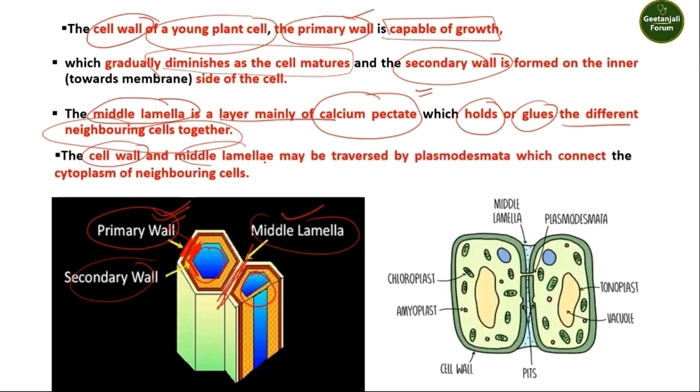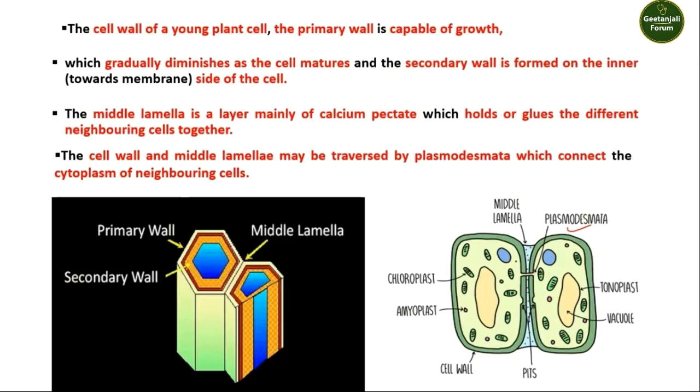The cell wall and middle lamella are attached with each other through plasmodesmata. See, middle lamella is this and this is plasmodesmata. It links both these cells. This gap or connectivity of these two cells is called plasmodesmata. Through plasmodesmata, the molecules of this cell can move to this cell. So it connects the cytoplasm of neighboring cells. Both the cells' cytoplasm are connected with each other through plasmodesmata.